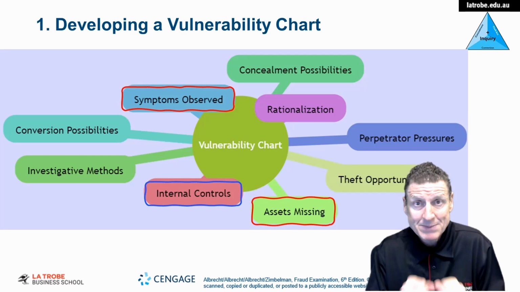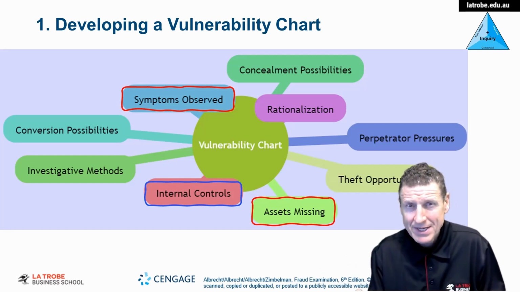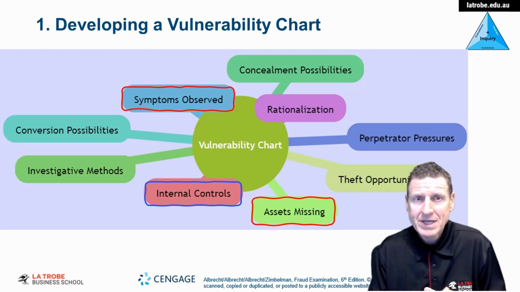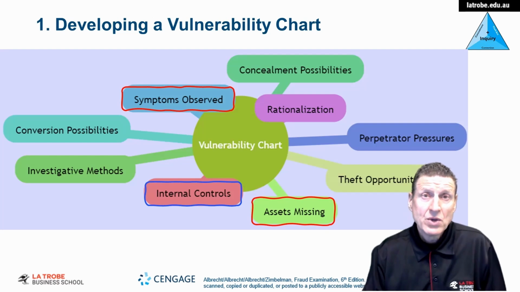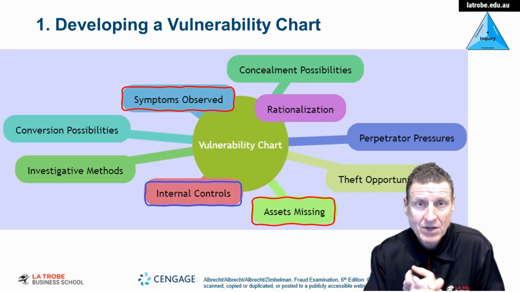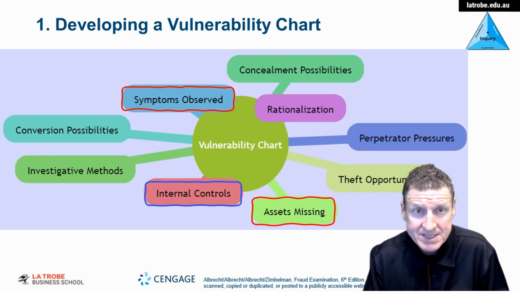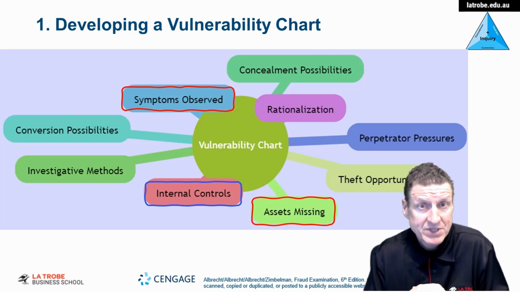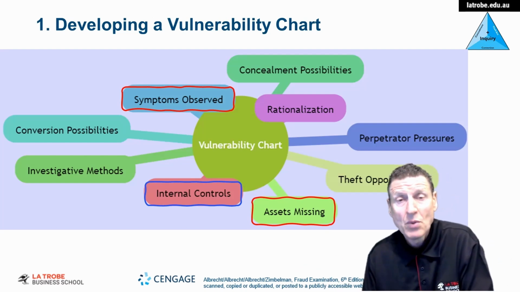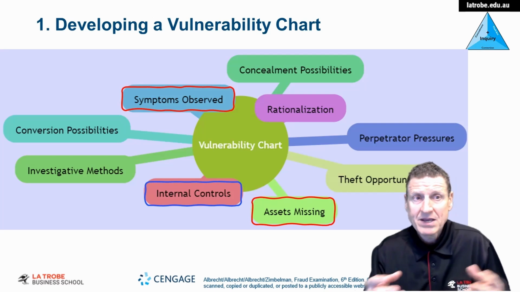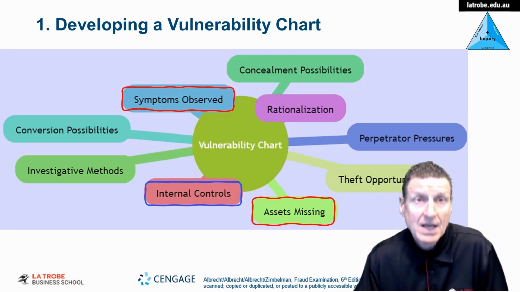All right. Then you can expand your strategy to start to think about, okay, we're pretty sure we've got a predication here. Now we need to think, okay, who's on our suspect list? And which of these suspects most likely had the opportunity to do the theft? Which of these suspects are likely to more rationalize? Which of these suspects are likely to be able to conceal? How can they conceal? And also, which of these suspects are under more pressure? And then we can start to think about conversion possibilities. And then we can start to think about, well, how are we going to go about the investigation?